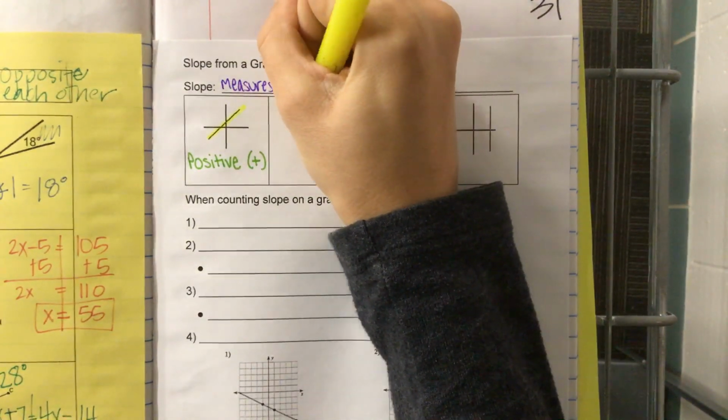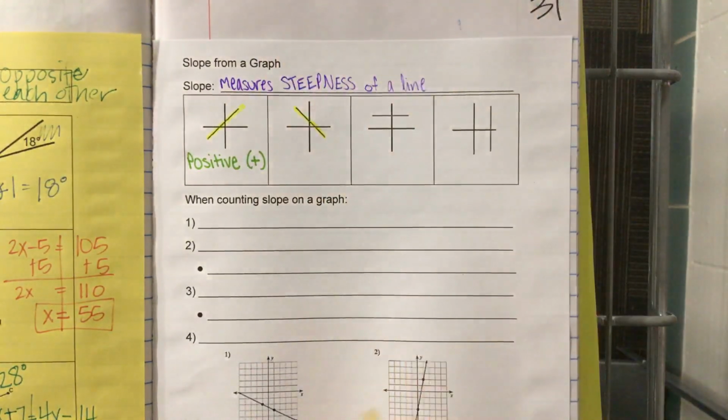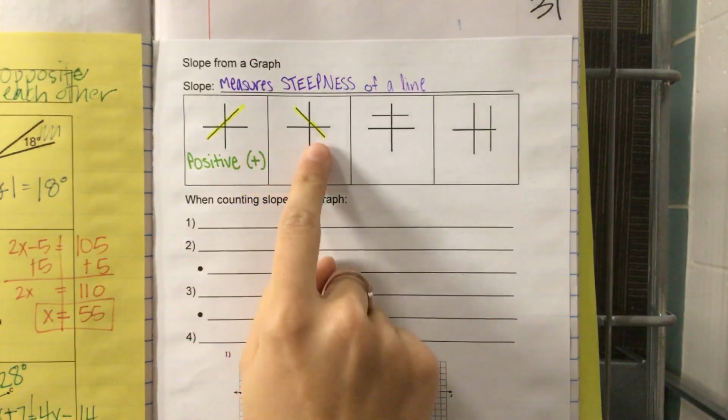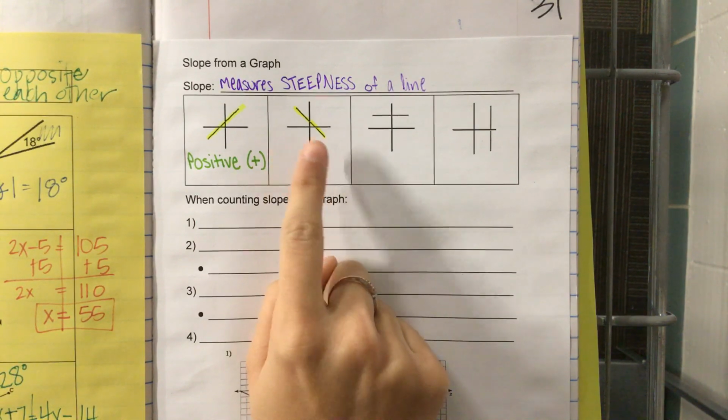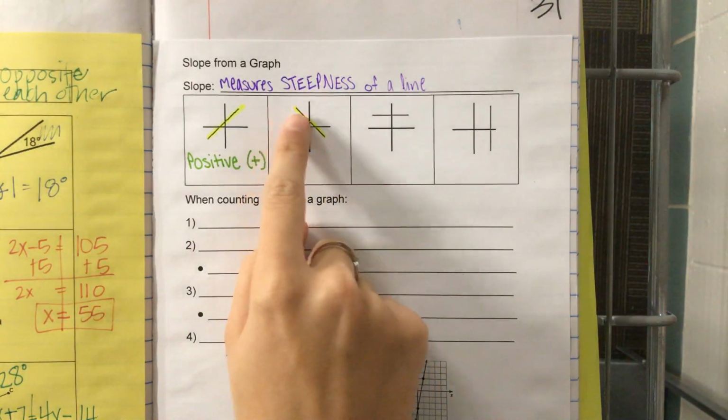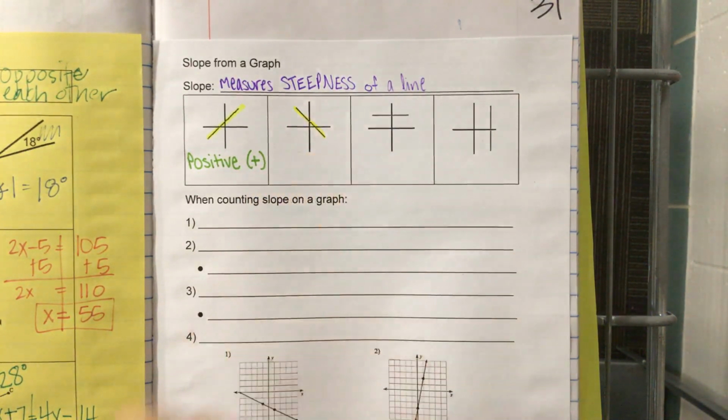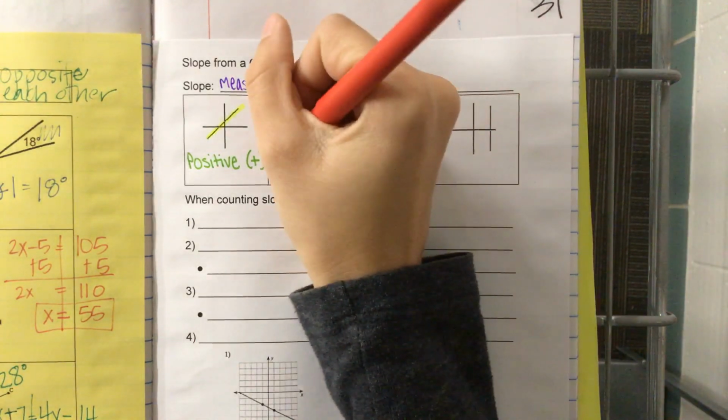Then if we look at this line, the next line on our graph, if you go from left to right on your bike, you'd be going downhill, correct? From left to right, this line moves down. This is negative slope.